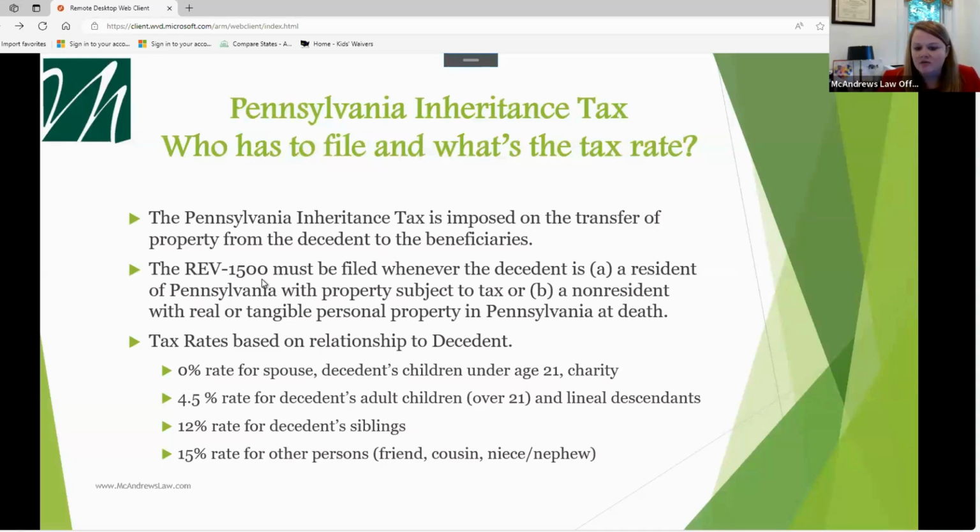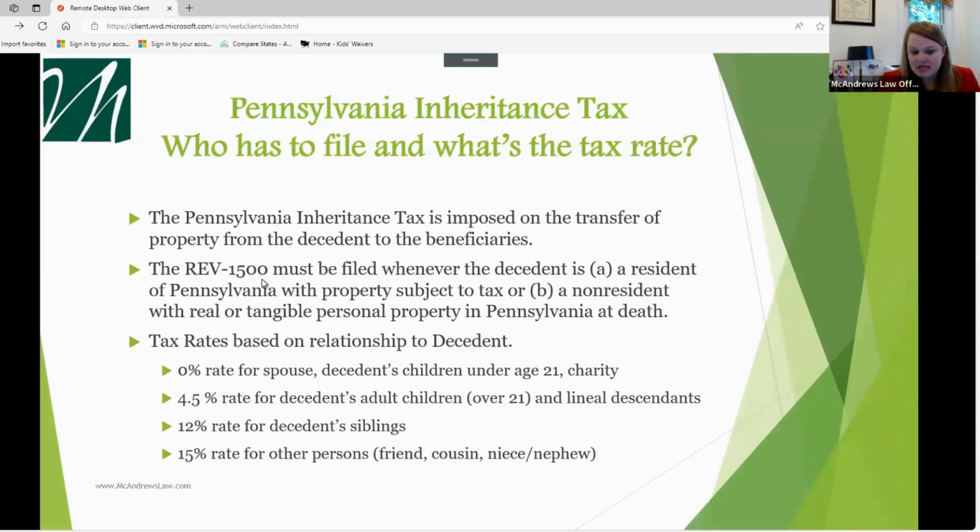Or if you're a non-resident decedent who has usually real or tangible personal property here in the state of Pennsylvania. So if you own real estate in the Poconos and you're from New York, you're going to have to file a Pennsylvania inheritance tax return for the real estate only, not your whole estate, just for the properties in Pennsylvania.